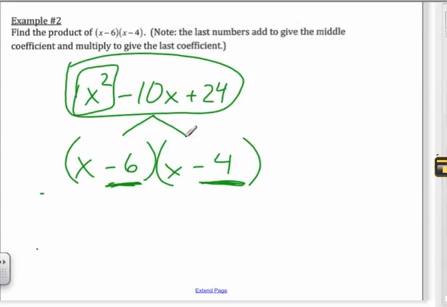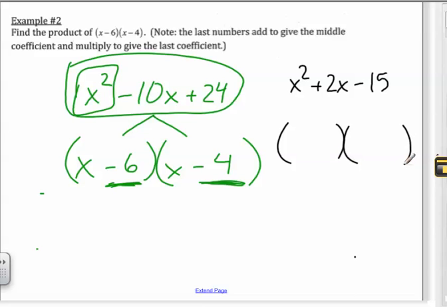Let me see if I can come up with a good one here. This one ought to be a little tricky one. Let's see. No. How about x squared plus 2x minus 15? How about that one? Now, Ben has his hand up.